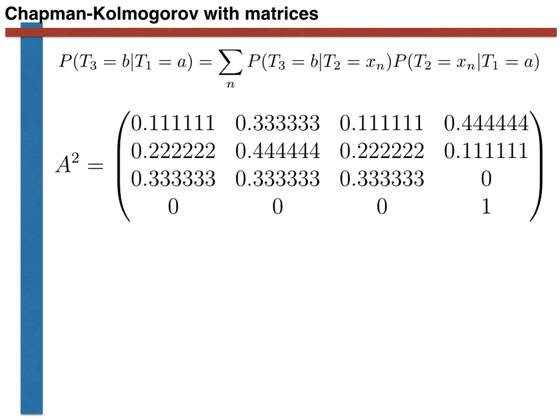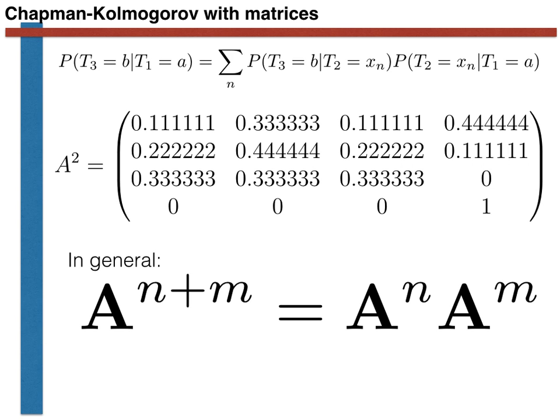If we then want the 3-step transition probability matrix, we take this 2-step transition probability matrix and multiply it by the 1-step transition probability matrix once more. In general, we thus write that the n plus m step transition probability matrix is equal to the product of the n-step transition probability matrix and the m-step transition probability matrix. This result is known as the Chapman-Kolmogorov relation, and it is extremely useful.